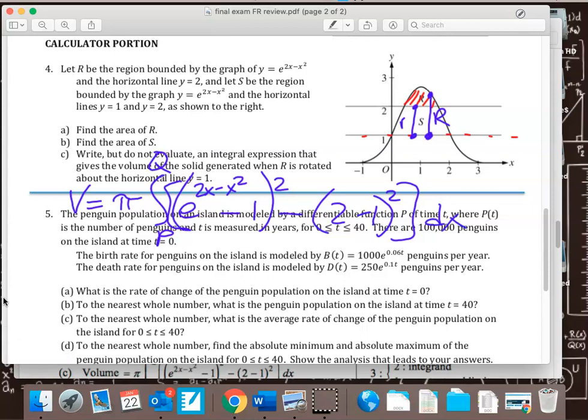Okay. So make sure you are comfortable with area, disk, washer, and shell, and cross section. Any of those are fair game to show up on your final. Okay. All right.